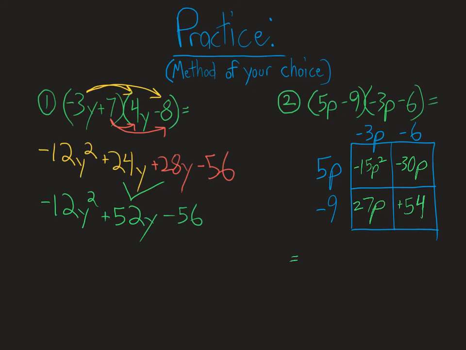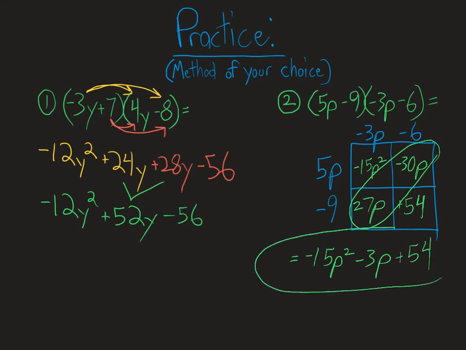And then we'll just fill it in. We'll get the negative 15p squared. Like term right there. 27 and negative 30 is negative 3p. And our plus 54. So there you go. There's the second one using box. Now, regardless, you see your answer. Doesn't matter which method you use. That's going to be the same thing with either method. So make sure your answers match regardless of your method.